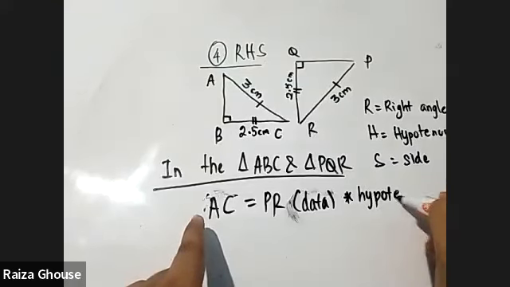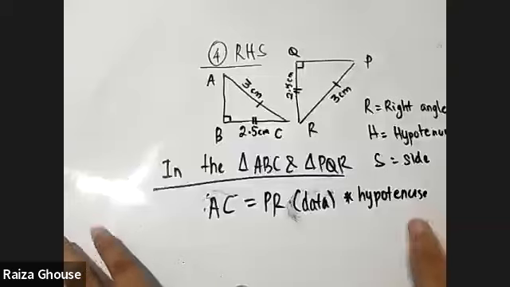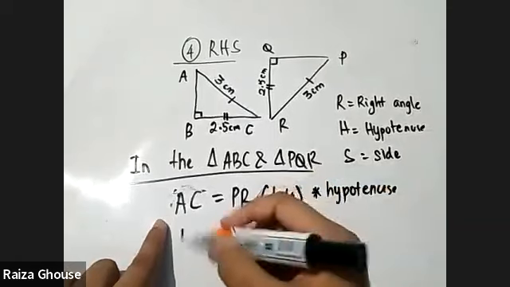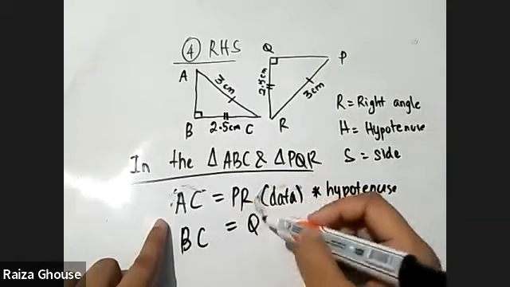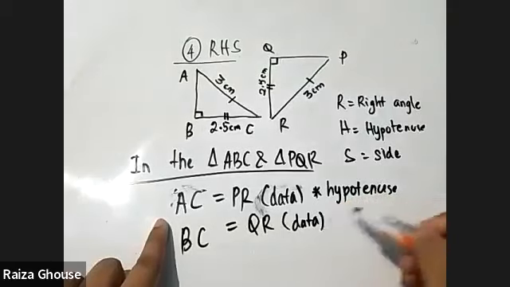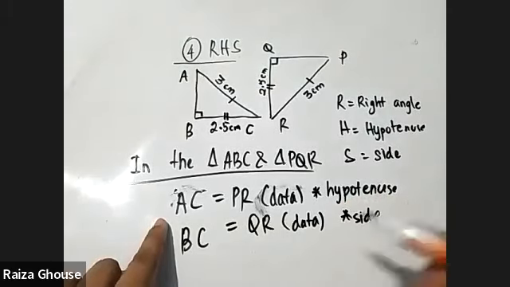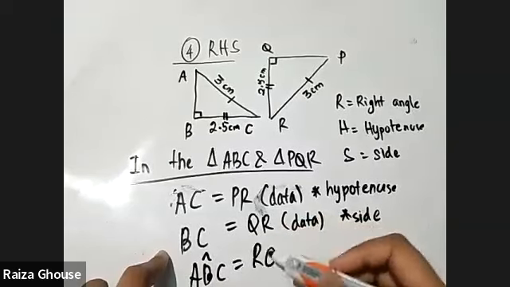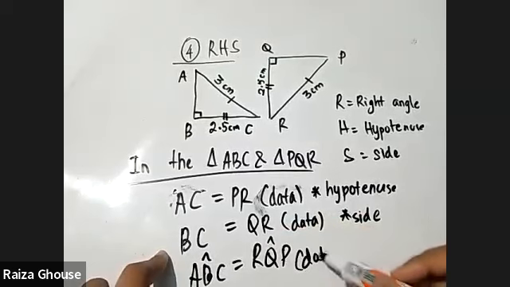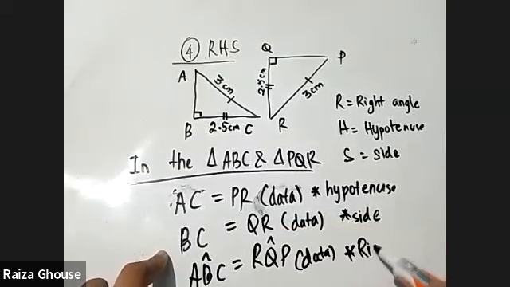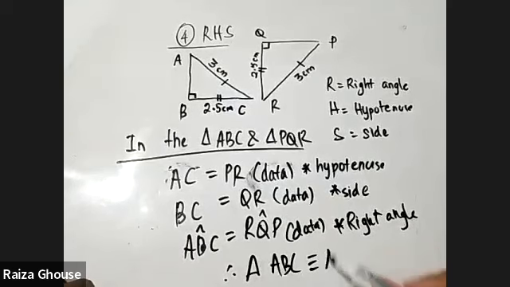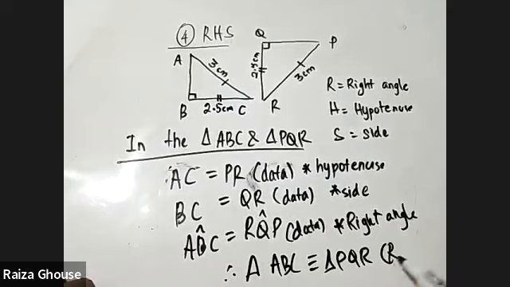It is the hypotenuse. Because some children do this question in a different, wrong way. I'll show you the wrong way also. So this is hypotenuse. And the remaining side BC is equal to side QR. That is also data, and that is a side. No problem. And next one, angle ABC is equal to angle RQP. That is also data, and that is the right angle. It's not just an angle. It is a right angle. Therefore, triangle ABC is congruent to triangle PQR under the case of RHS.